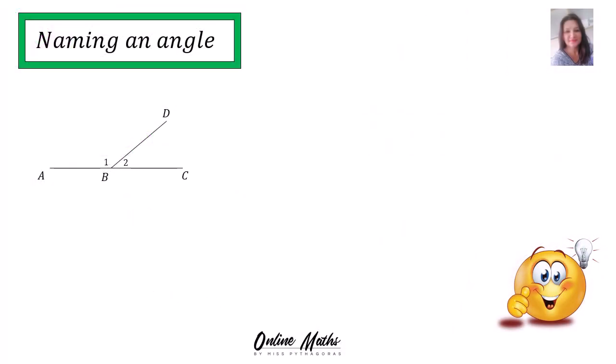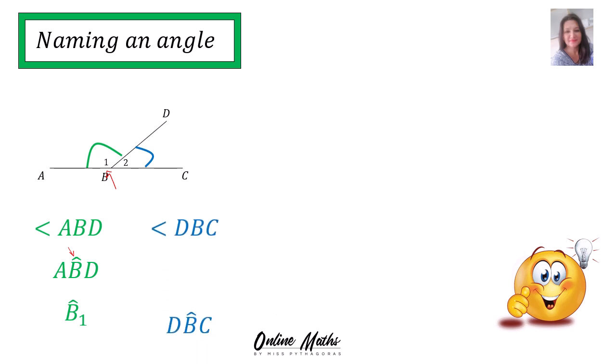Let's start with naming an angle. That angle over there, we can name it as angle ABD, or angle ABD with a little copy on top of the angle that's there, or you can call it angle B1. The other angle, you can name it angle DBC, or angle DBC with the copy in the middle, and also angle B2.